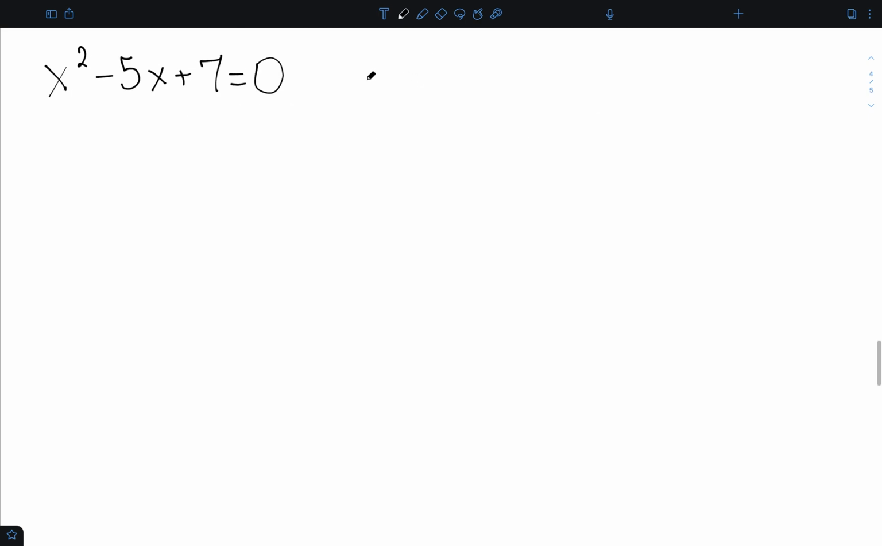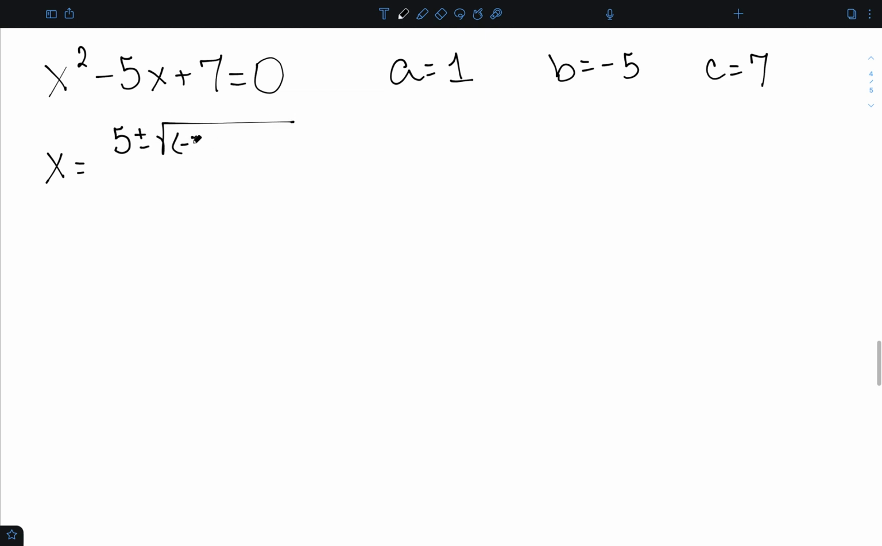Now let's look at x squared minus 5x plus 7. In this case, a is 1, b is negative 5, and c is 7. My quadratic formula says negative b, that makes this a positive 5, plus or minus the square root of b squared minus 4 times a times c, all over 2 times a.